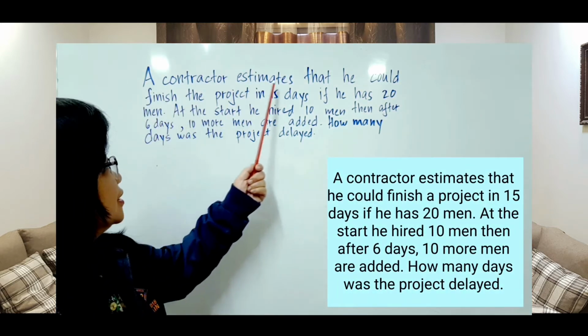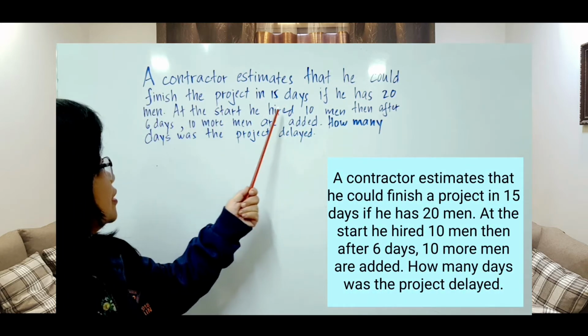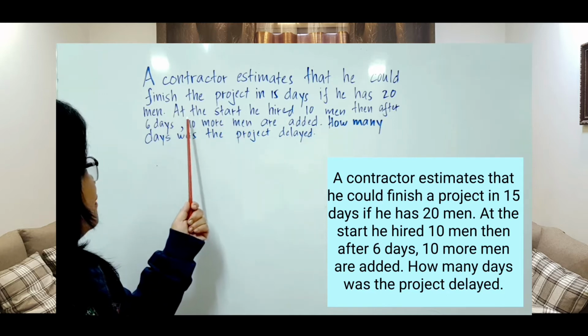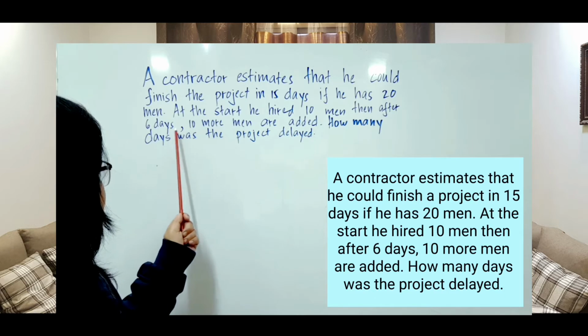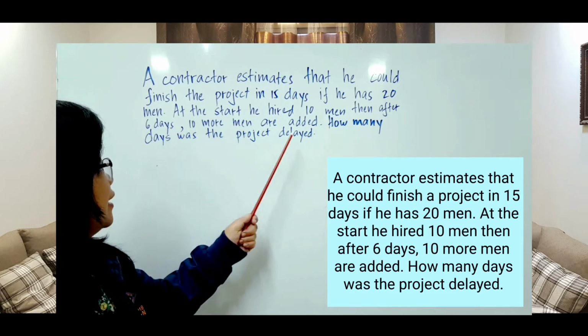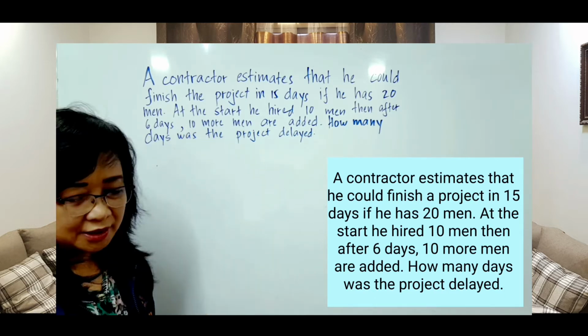A contractor estimates that he could finish the project in 15 days if he has 20 men. At the start, he hired 10 men. Then after 6 days, 10 more men are added. How many days was the project delayed?